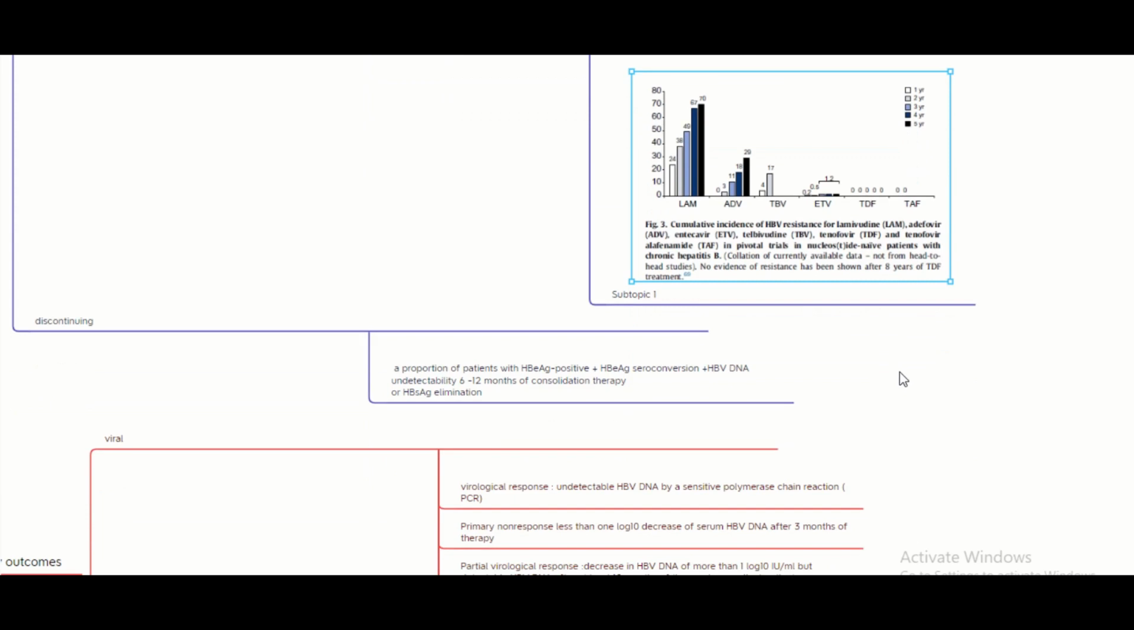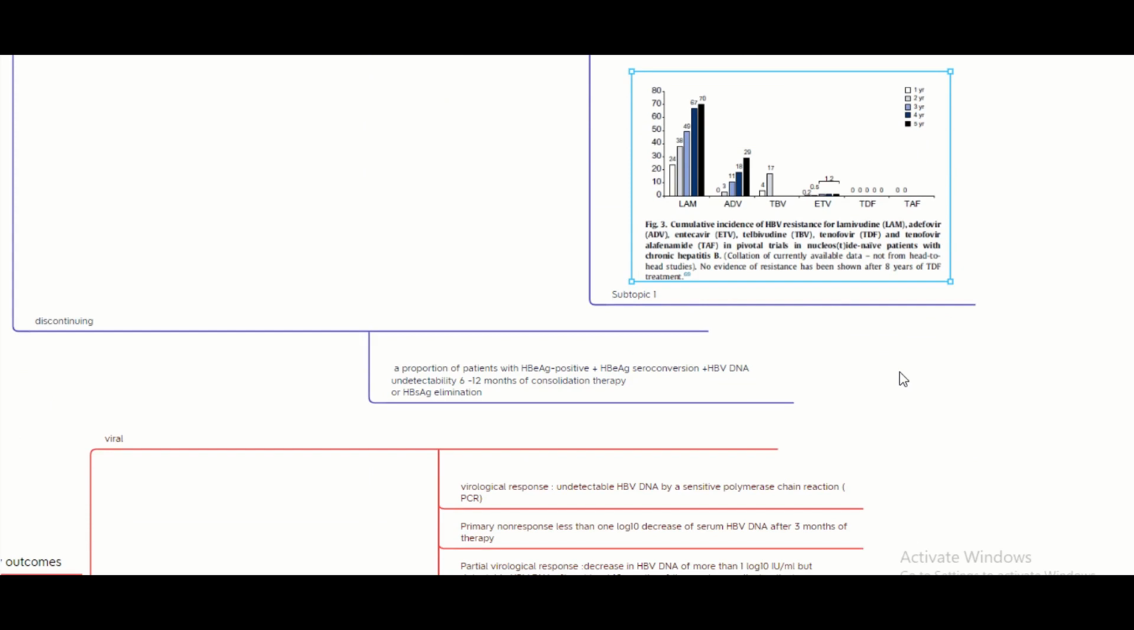Here we have an interesting table showing us the incidence of resistance for each of the drugs over a 5-year period. People who had been using lamivudine, 70% of them develop resistance after 5 years. And as you can see, with the high barrier drugs, less than 1.2% of patients developed resistance after 5 years of entecavir, and almost 0% with tenofovir in both of its variants.